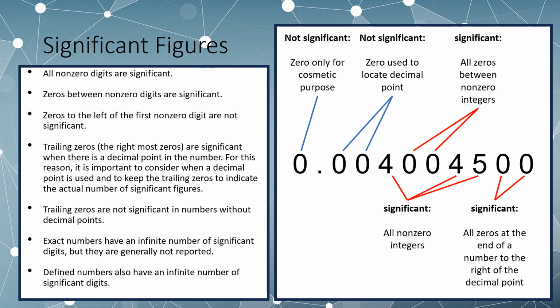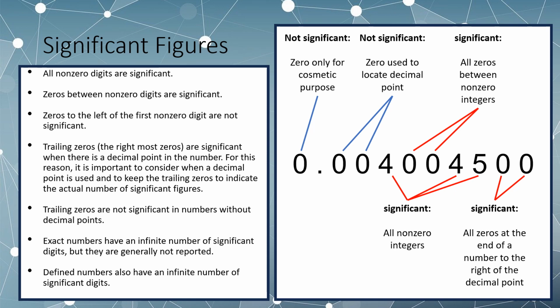Zeros to the left of the first non-zero digit are not significant, as these only help us locate the decimal point or the unit number that we're working with. For example, 0.00005, only the 5 is significant because we can write it in scientific notation and just ignore those earlier zeros. They're not telling us anything about the number.